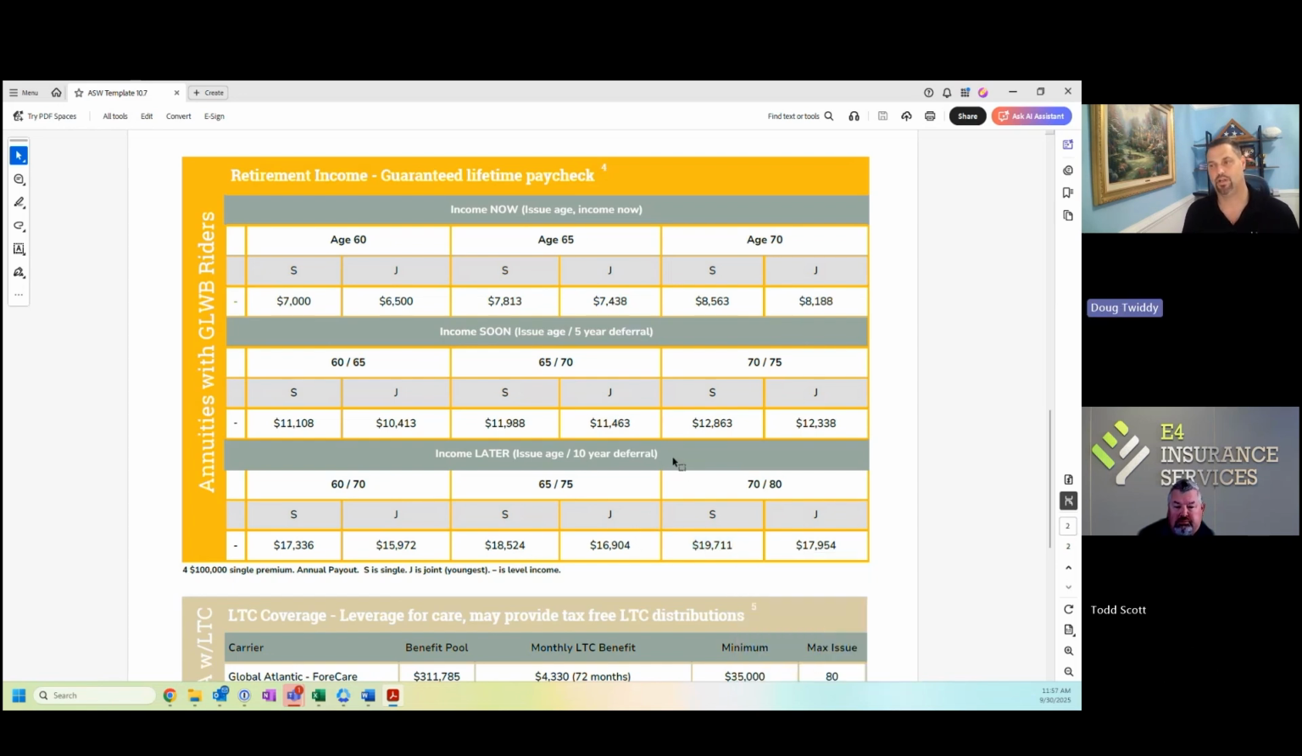This can be done with non-qualified and qualified money. Right, we can do joint lifetime income with qualified money. So even if the owner of the qualified funds passes away, the spouse can continue taking that lifetime income until they pass away. So, great option.